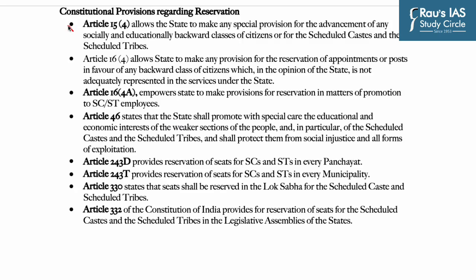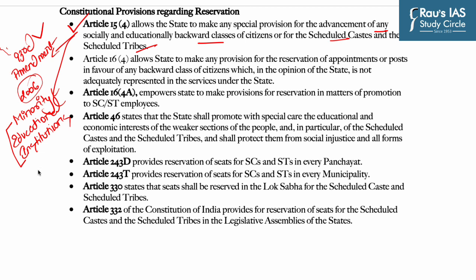First is Article 15 Clause 4, which allows the state to make special provisions for the advancement of any socially and educationally backward classes of citizens or for the SCs and STs. This provision was extended to admission in educational institutions by the 93rd Amendment Act 2006. But you should remember that this provision excludes minority educational institutions.